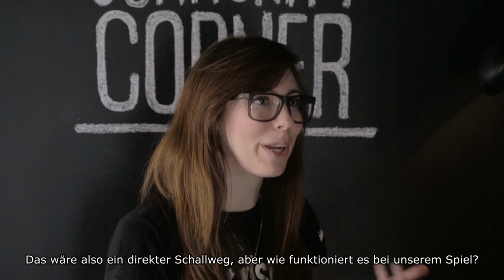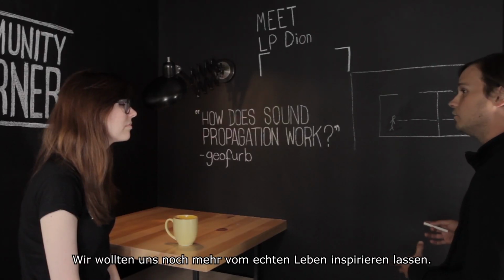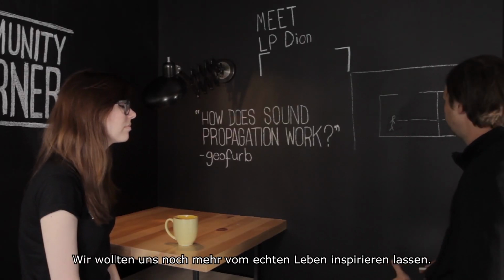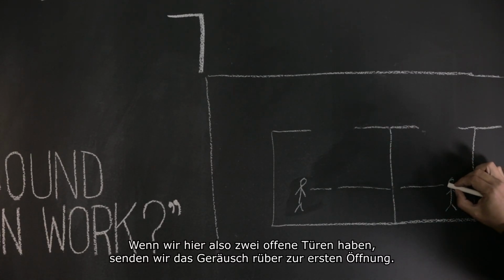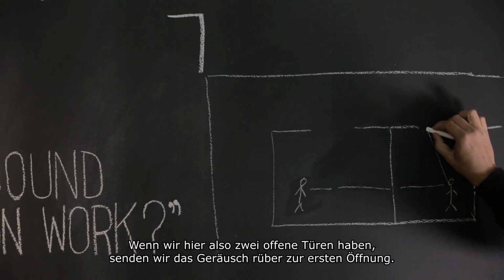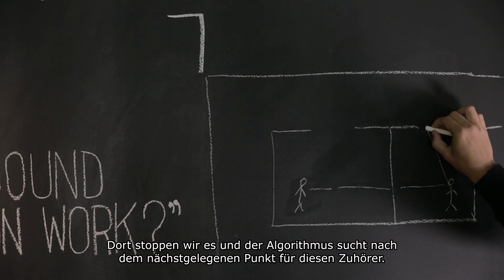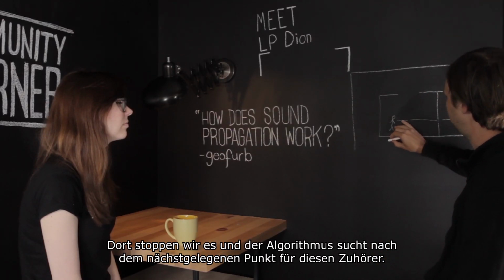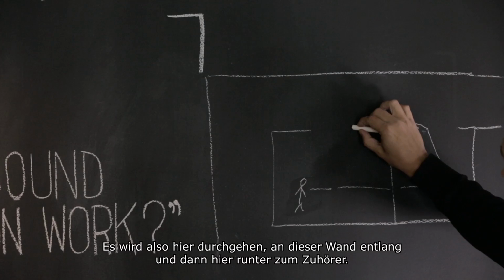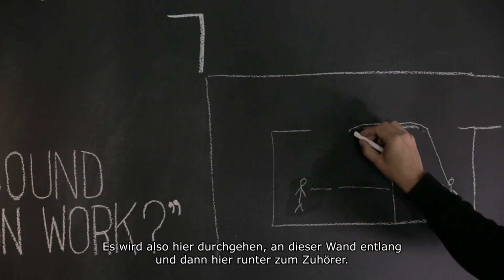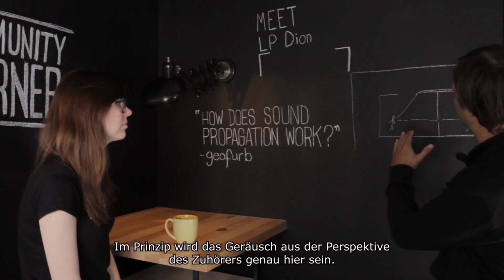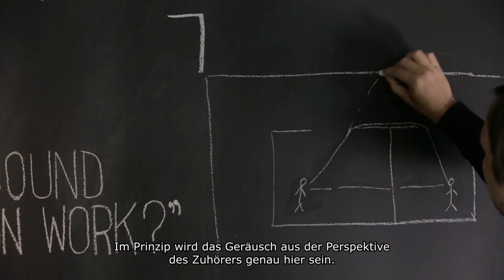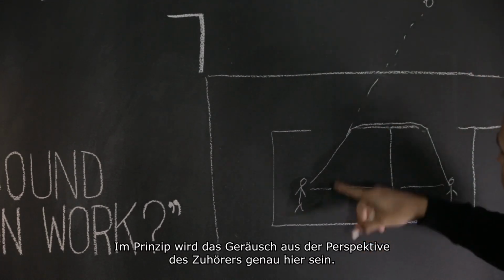But then in our game, what happens? We wanted to inspire ourselves even more on what real life would do. So having two doors open right here, what we're going to do with sound is we're going to send that sound over to this first opening, snap it to there, then the algorithm is going to look for the closest next point to this listener. So it's going to go through here and connect to this wall and back down to the player. Essentially, if you split that, the sound is going to be virtually positioned here.